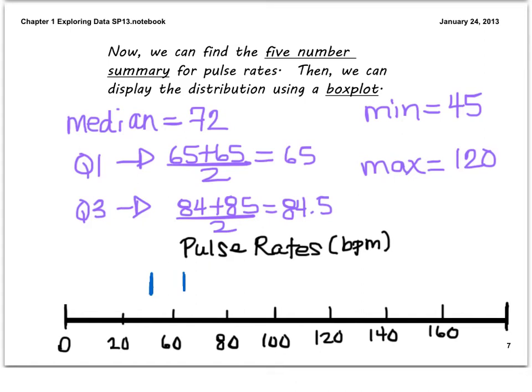Then I need a vertical line for the median, which is at about 72. So I'll place that here. And again, I'm just estimating here. It might not be exactly correct. For Q3, we want to be at 84.5. I'll put that about here.